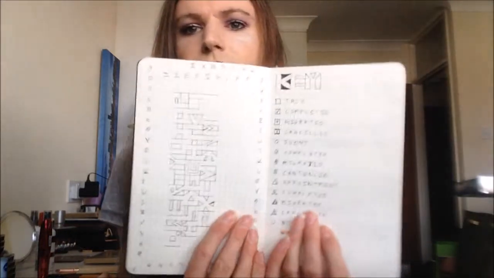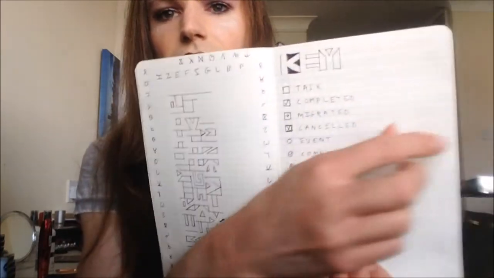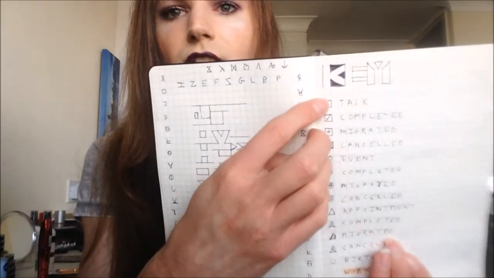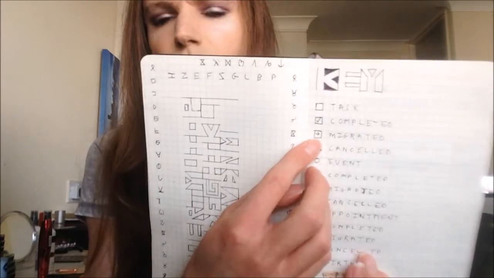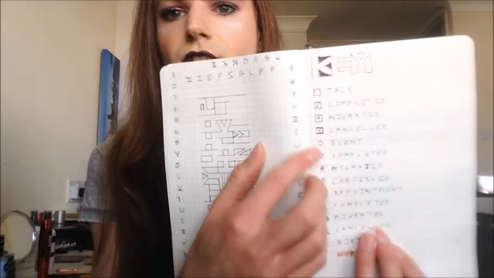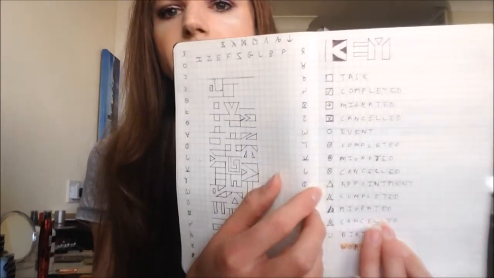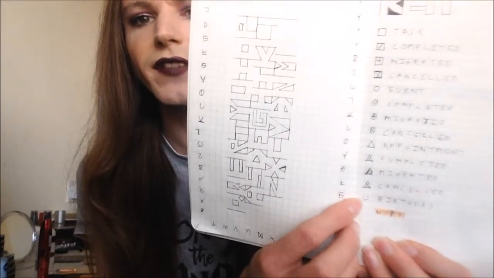Then these pages are what's called my key. So down there I've got little symbols I'm going to use throughout the planner to help me stay organised. So we have task, and then when it's completed, put a tick through it. If it's migrated, so you move it to another day, put an arrow. And then if you cancel it, you put an X. And then event is a circle, and it follows the same thing. And then for an appointment, it's a triangle. And then with birthdays, I've got a smiley face.